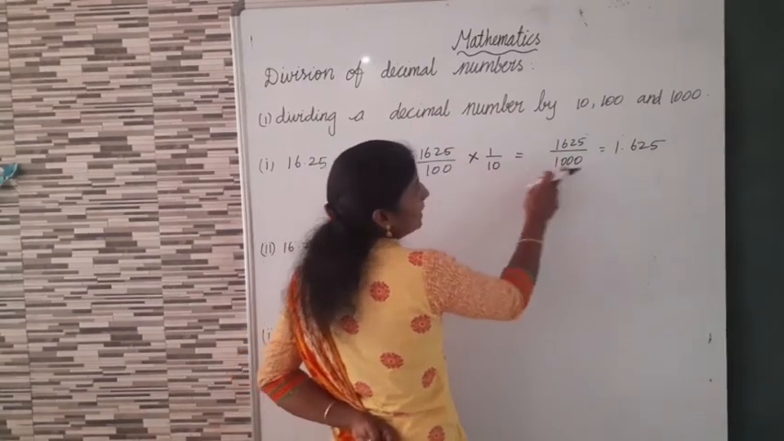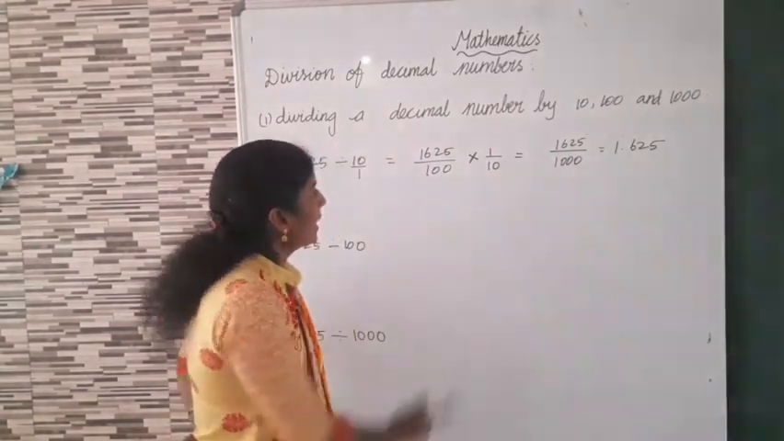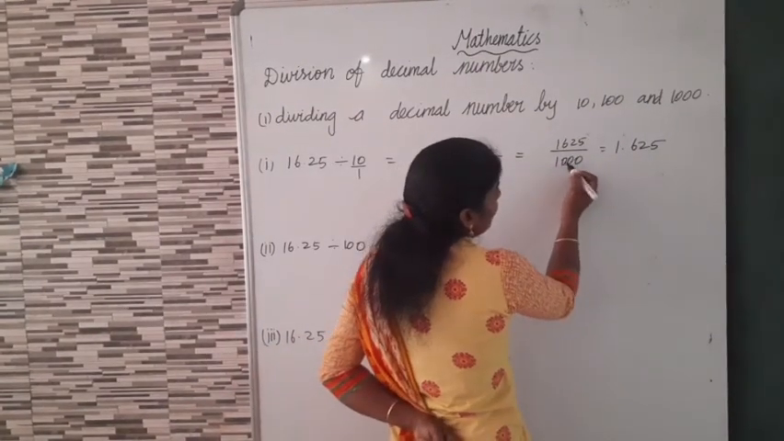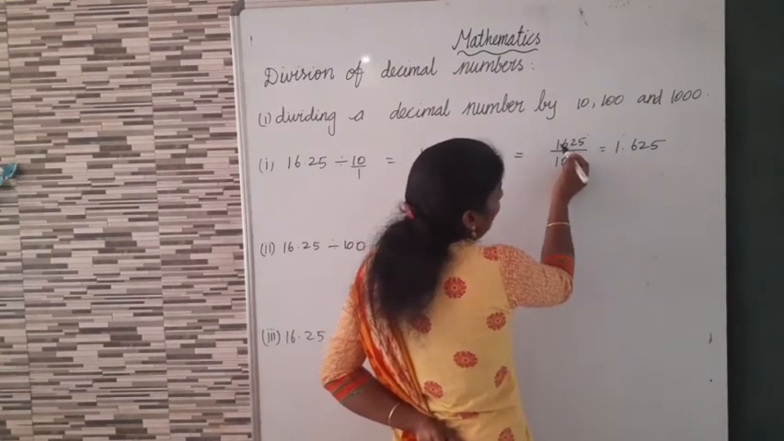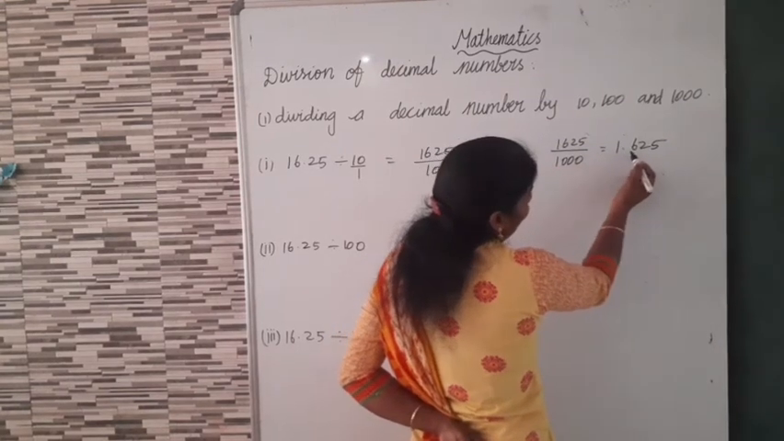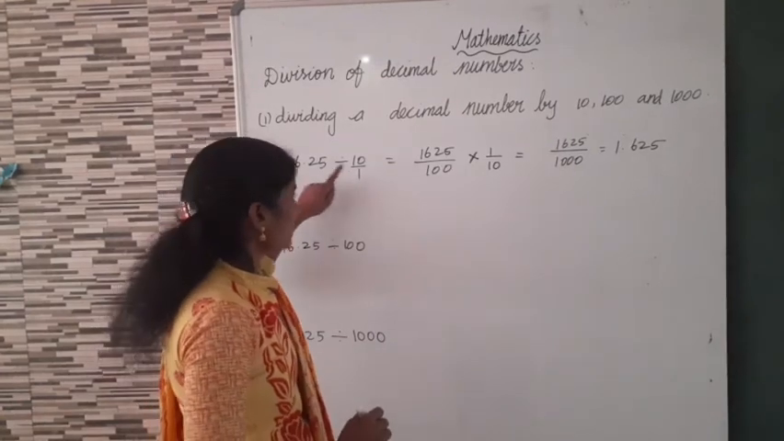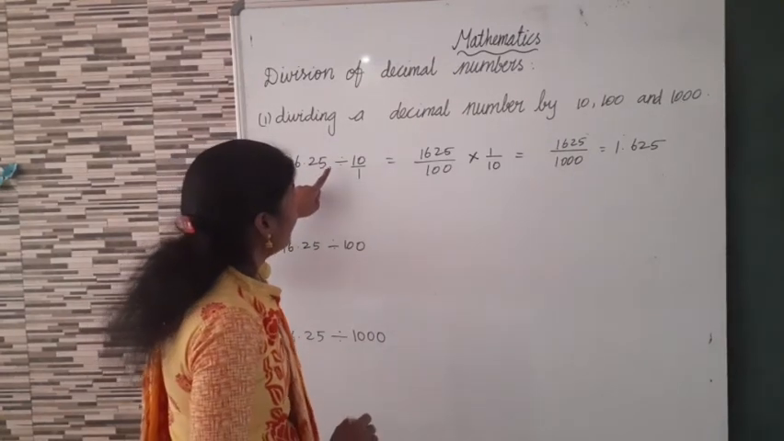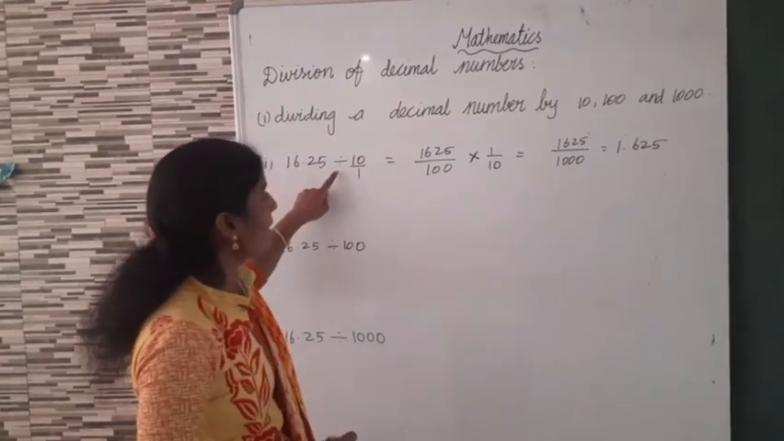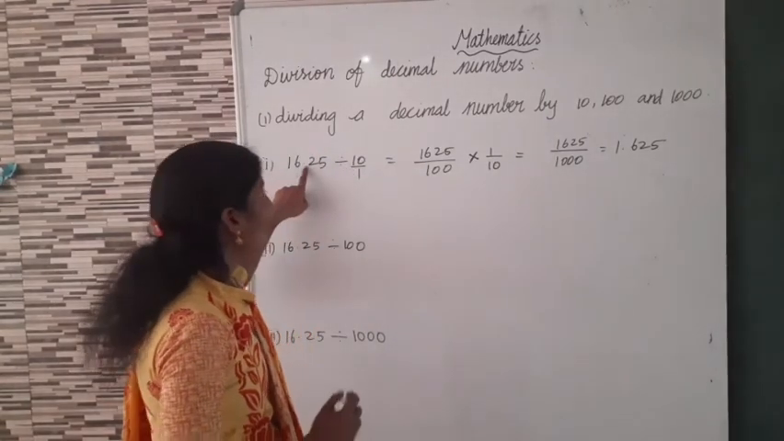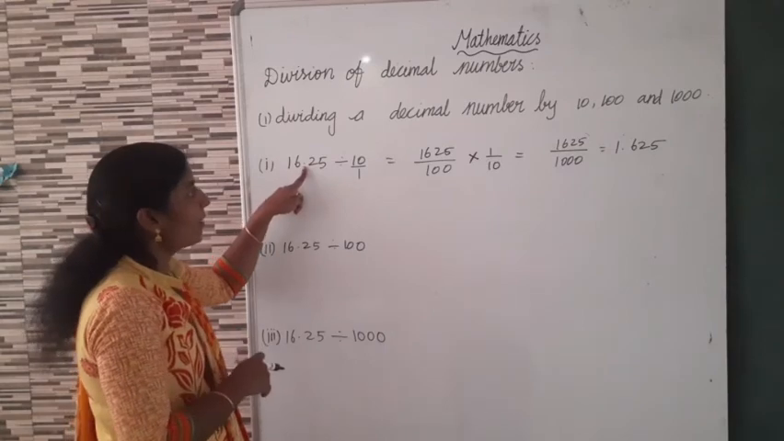100 into 10, 1000. Okay? Now we can write a decimal form. Here 30 means we can put the point after the 3 digits. So 1.625. Isn't it? Now listen here. Dividing a decimal number by 10 means this point will shift to the left.